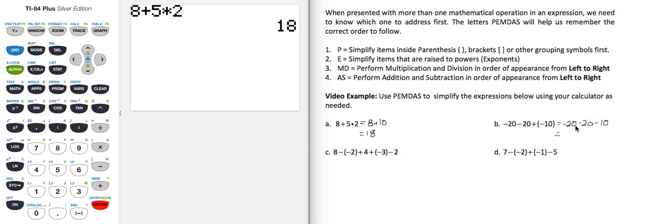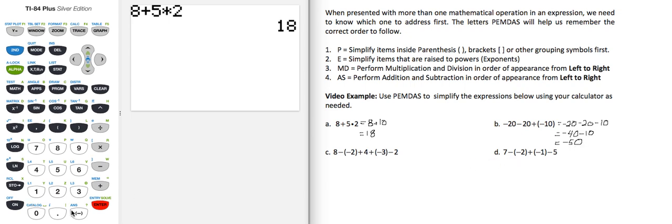Negative 20 minus 20, or negative 20 subtract 20, means I'm at negative 20 on the number line. I'm going to move further to the left 20. That gives me negative 40 minus 10. I'm at negative 40 on the number line. Subtract 10 means move to the left another 10 places. That's going to give me a result of negative 50.